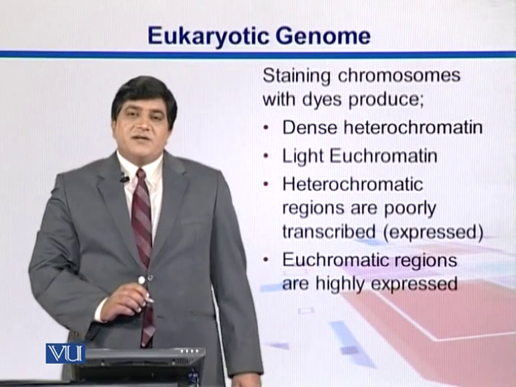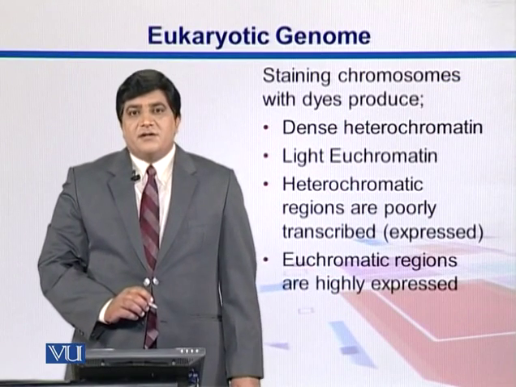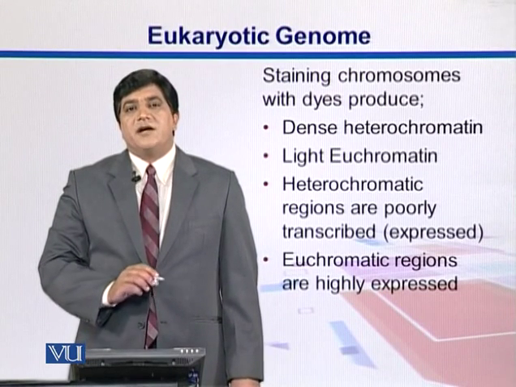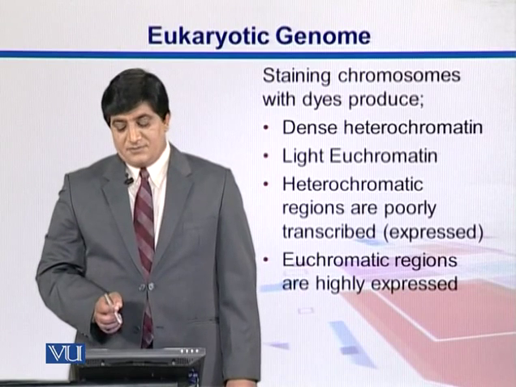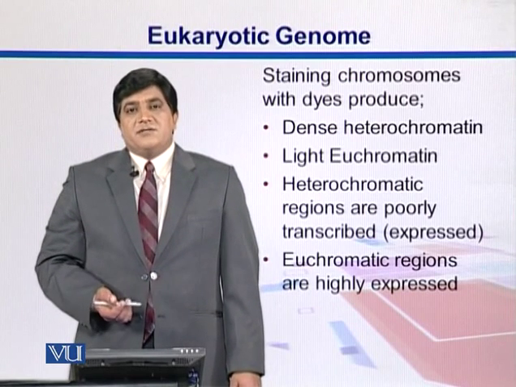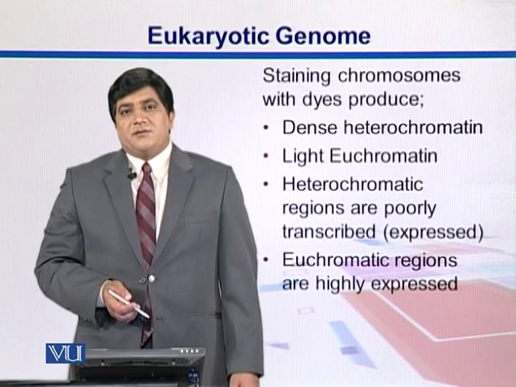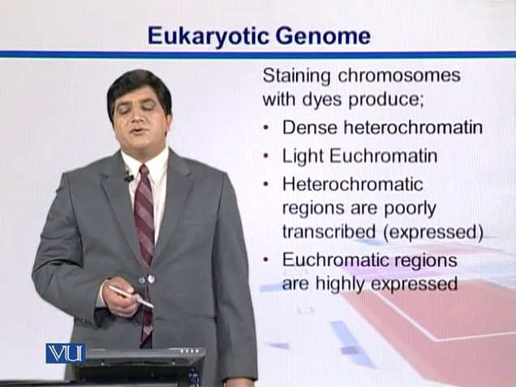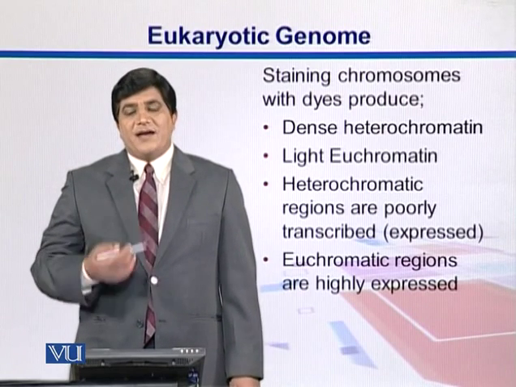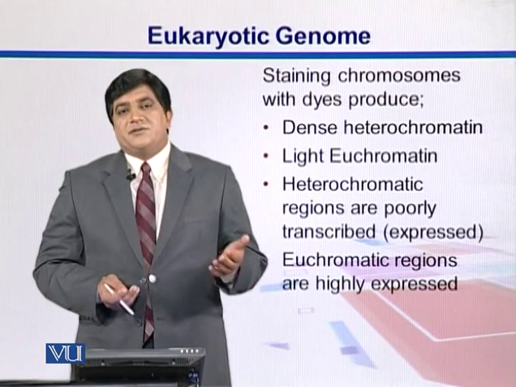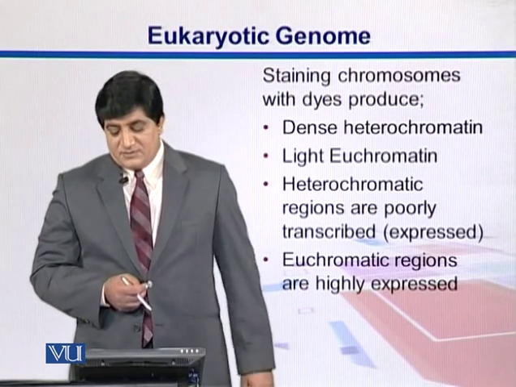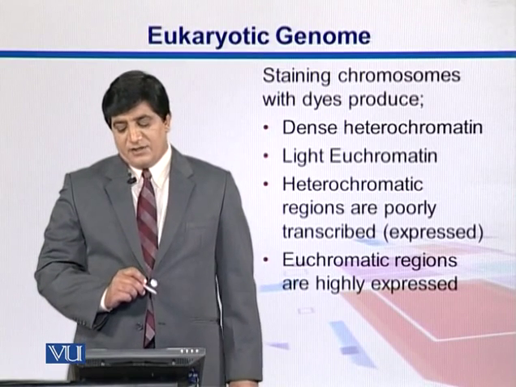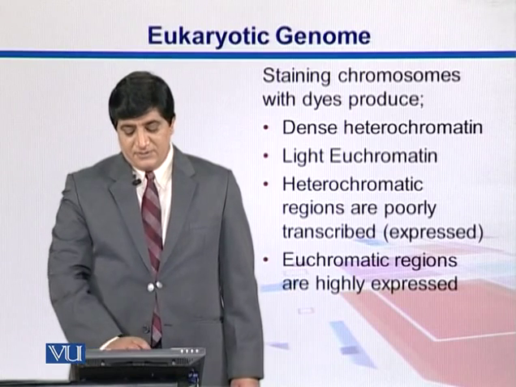If chromosomes are stained with dyes, they give different coloring patterns. We can see dense heterochromatin regions and light regions, which are called euchromatin regions. Dense regions are densely stained with the dyes and take more color, and light regions take less color. If we look into gene expression, the heterochromatin regions are packed, so the enzymatic machinery cannot reach there. These regions are poorly transcribed or poorly expressed, whereas the euchromatin regions are mostly highly expressed.